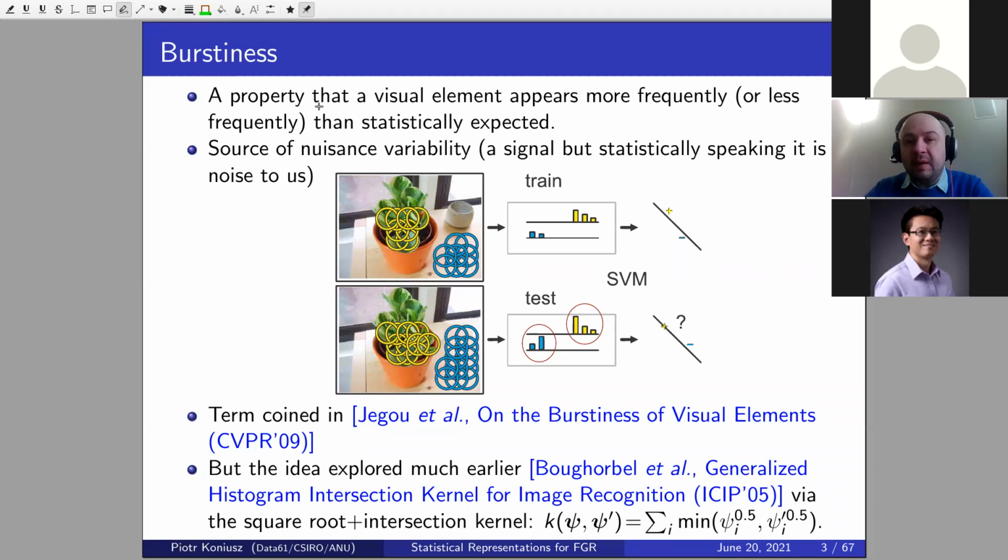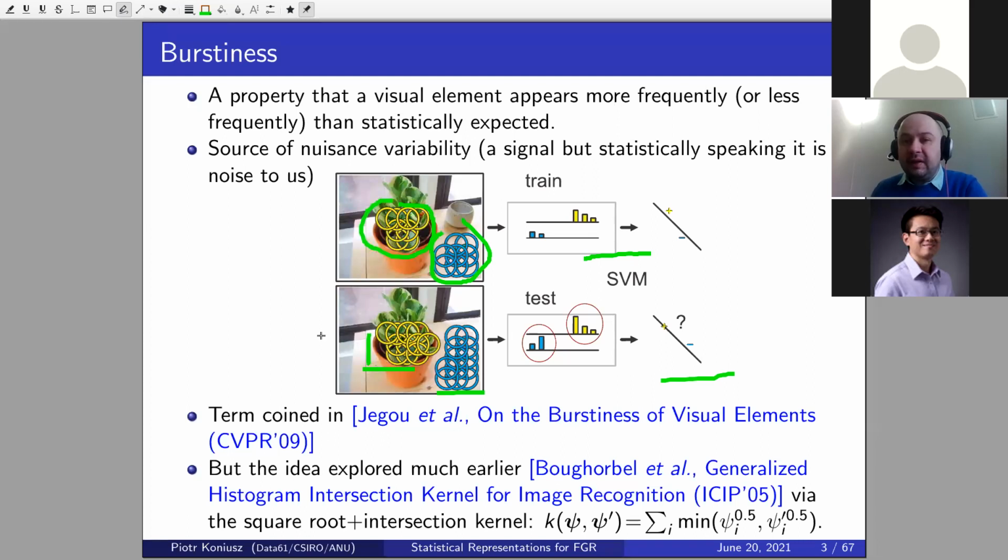So burstiness, in fact, is a form of signal, but we don't like it. Just to give you an example, imagine that you train a classifier on some foreground versus background, you obtain statistics. Over here, you train an SVM. But at test time, maybe your foreground differs a little bit, so you have a larger area of leaves or background. So those statistics change, there's a drift, and this time the SVM fails.